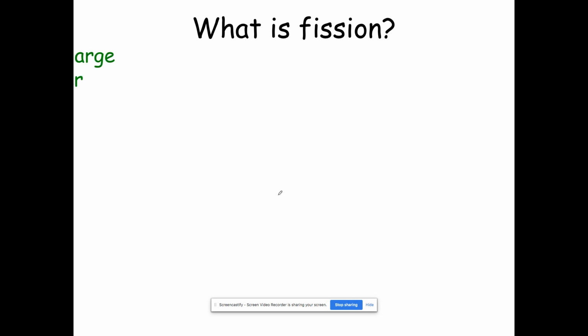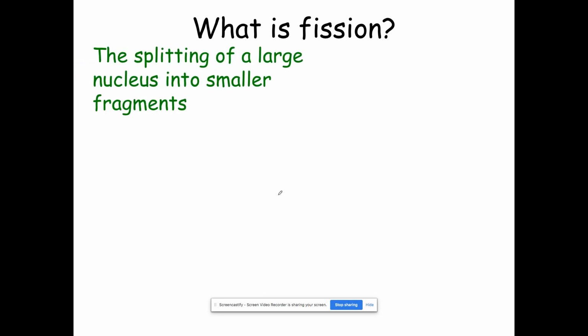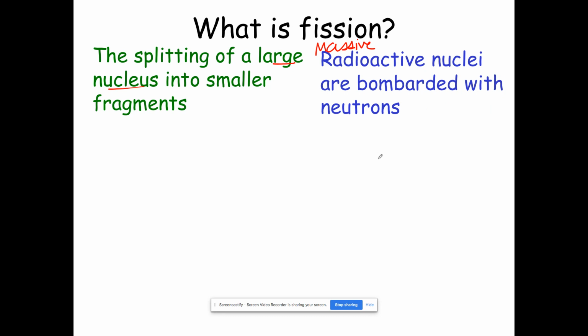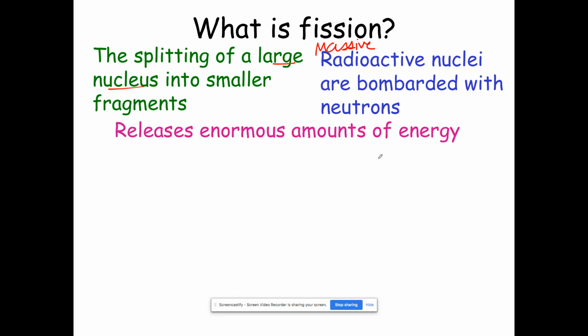Fission is splitting a big nucleus. What do I mean by large nucleus? I mean large mass. Massive. Into smaller fragments. Well, how do we do that? Well, you need a little push also. You're going to bombard them with small neutrons. So this gives off a ton of energy.